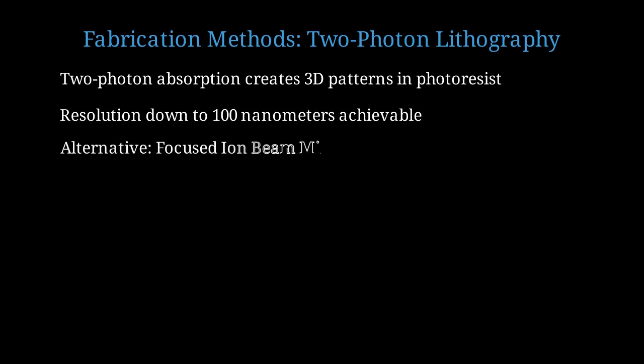An alternative method is focused ion beam milling, where a beam of gallium ions carves away material atom by atom to create the desired structure. This is slower, but offers even higher resolution.